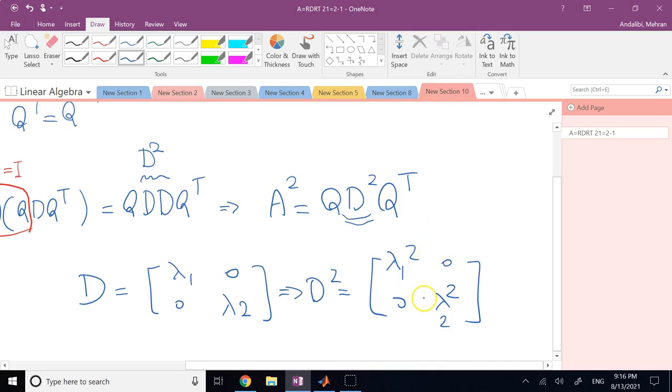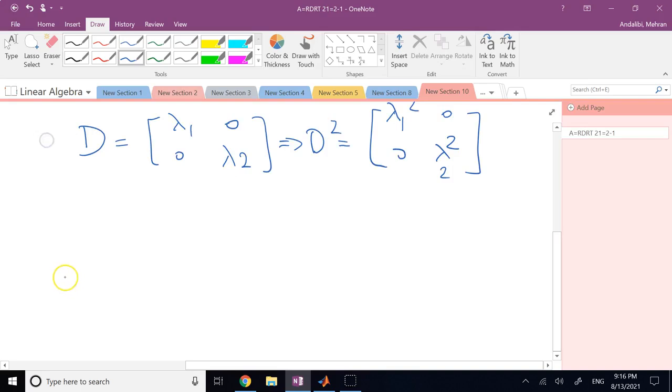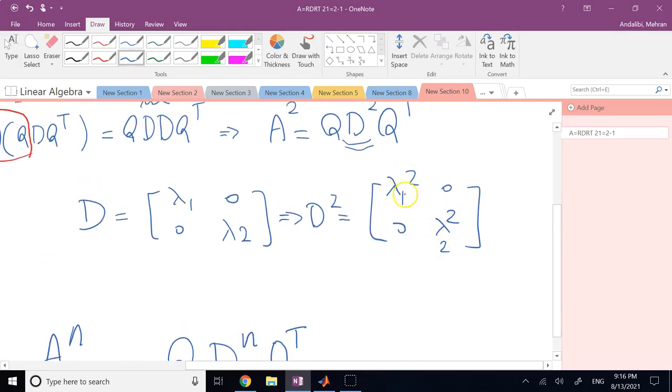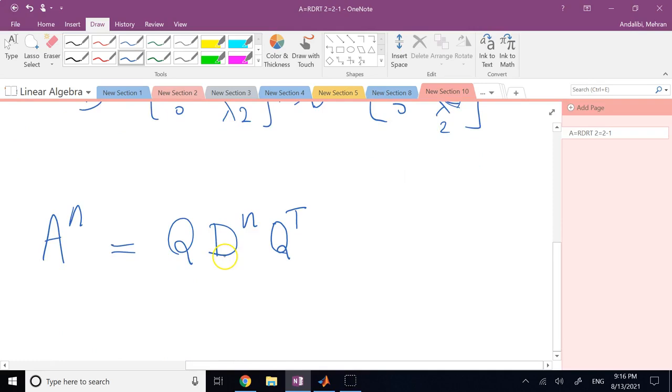If it's power 3, D cubed is going to be lambdas cubed. D to the 4, lambdas to the 4. D to the negative 1, lambdas to the negative 1. D to the 1/2, lambdas to the 1/2. So in general, you can write any power of A as Q D to that same power times Q transpose. And this D^n is the same as D, except these lambdas are going to be to the power n.